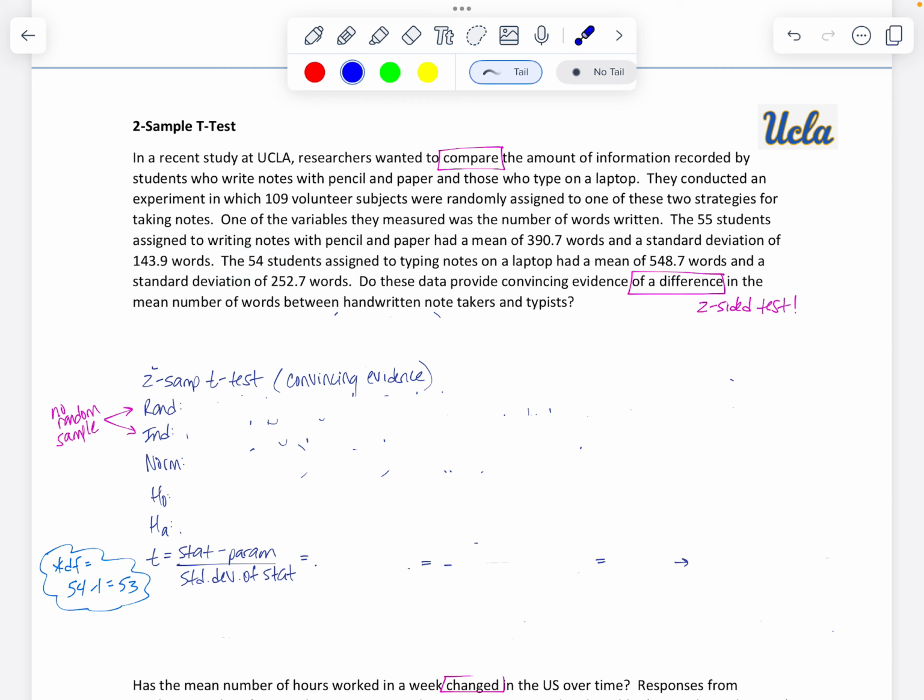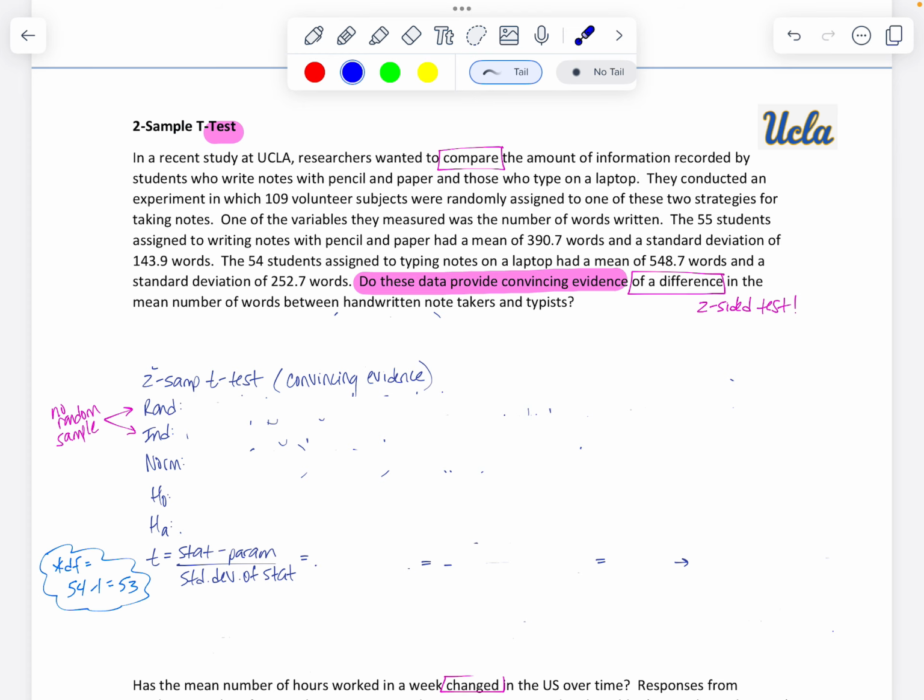So, do these data provide convincing evidence? Here is our clue that we are doing a test. Do you see that, friends and family? If it said estimate the difference, we would do an interval. Okay, keep in mind that this chapter combines intervals and tests, and you need to know which thing to do based on the wording of the question. When it asks you about evidence, that's when you do a test.